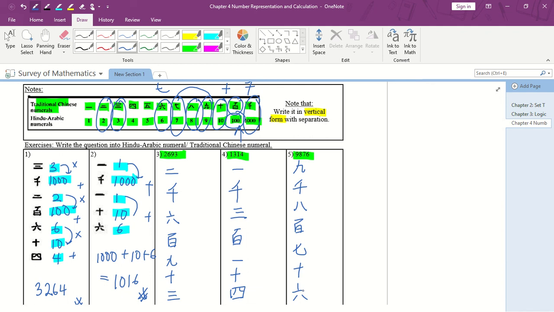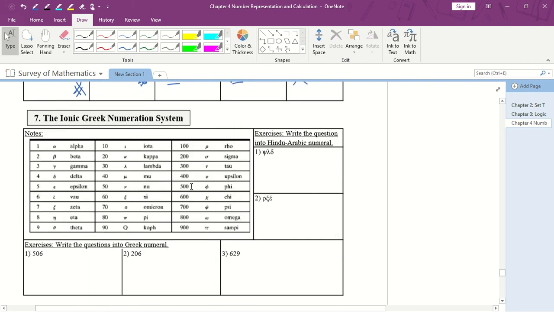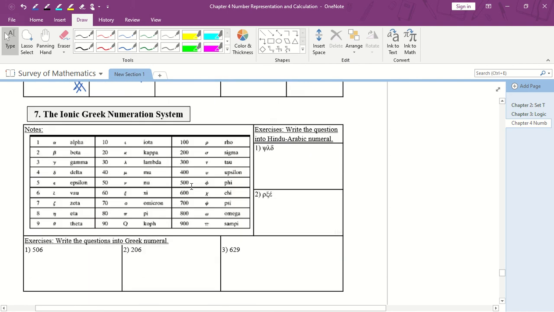For the non-Chinese students, you might be required to remember it, or maybe the exam gives this table, depending on the teacher. Okay, so I hope you get it, and that is how we do this. Let's look at the last one, which is the Ionic Greek numeration system. Some of the words here we are somehow familiar with.